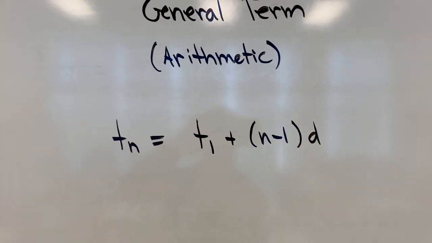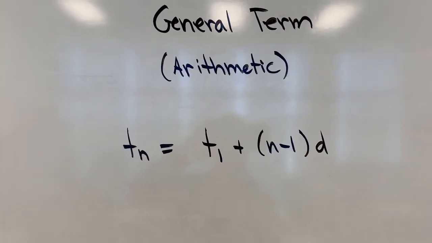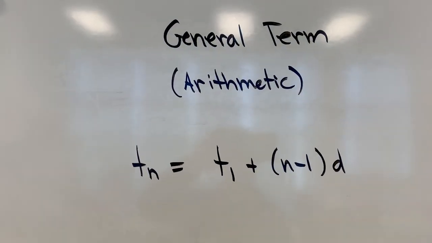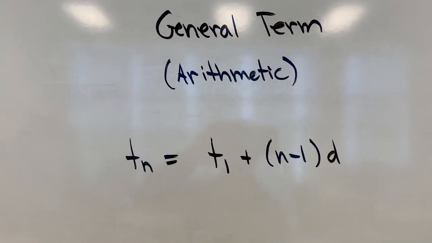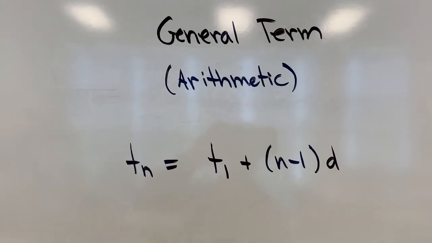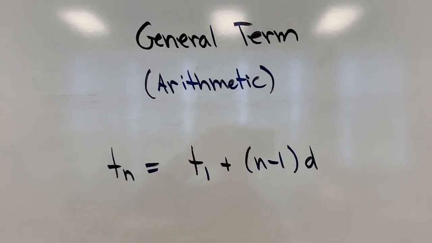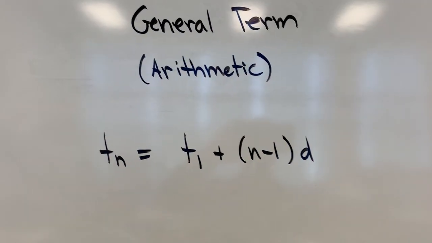It's actually quite easy to use if you know what these things stand for. So Tn is just the general term. It's saying if we're looking for term n, any term. T1 is the first term of the sequence. n is what number of term in the sequence you're talking about, and d is the common difference. Easier to show with an example.